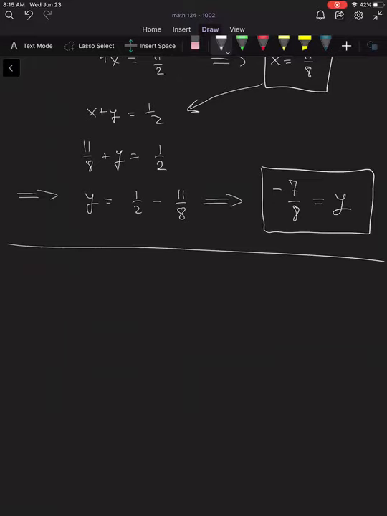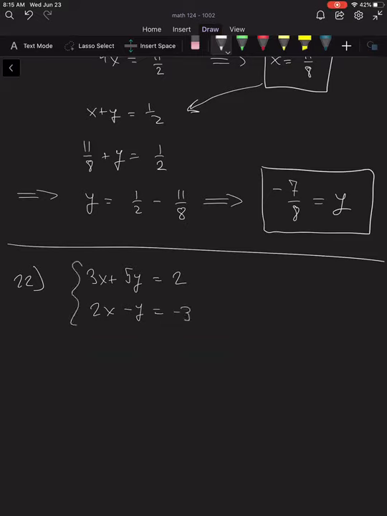Okay, how about 22? So 22 says 3x plus 5y is equal to 2, and then 2x minus y is equal to minus 3.